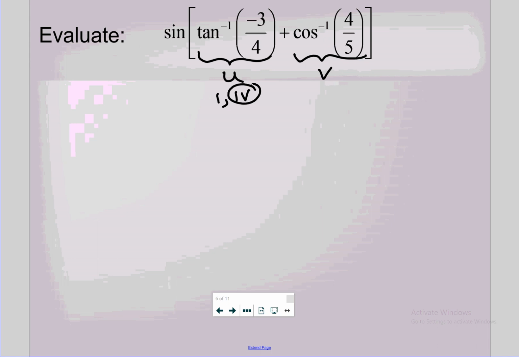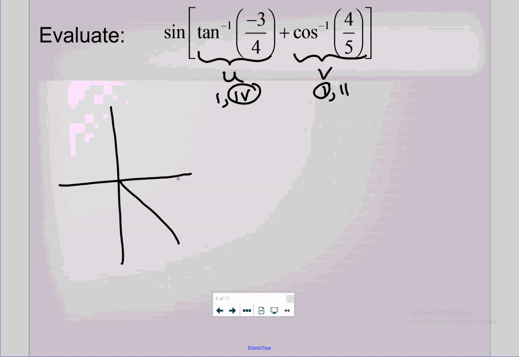I've got a quadrant, I have a trig function. Okay, v is an inverse cosine. Inverse cosine was defined in what 2 quadrants? 1 and 2, but my cosine is positive, so I am in quadrant 1. Okay, let's draw our 2 triangles now.